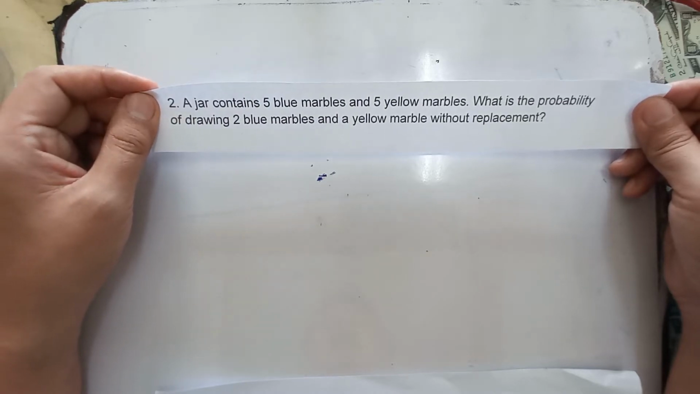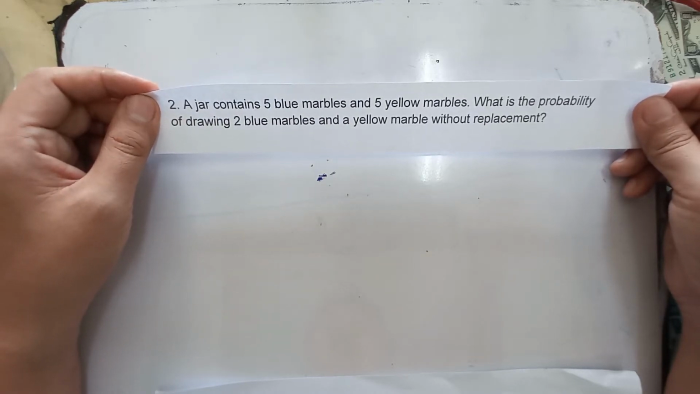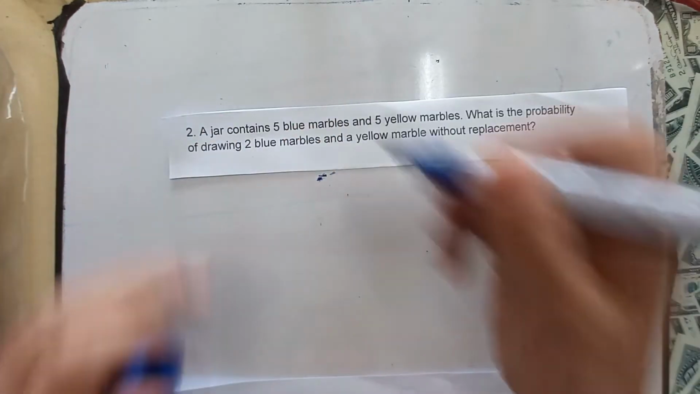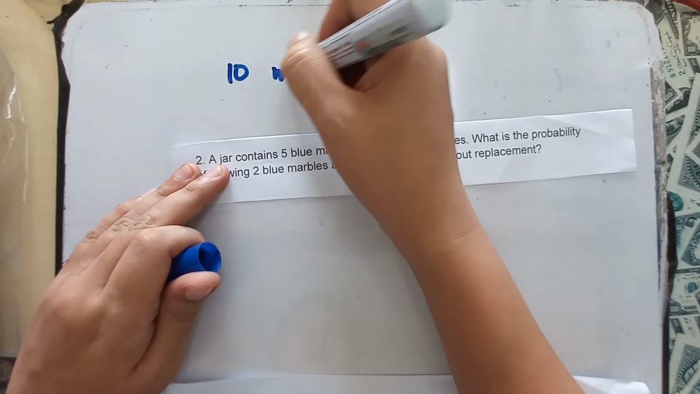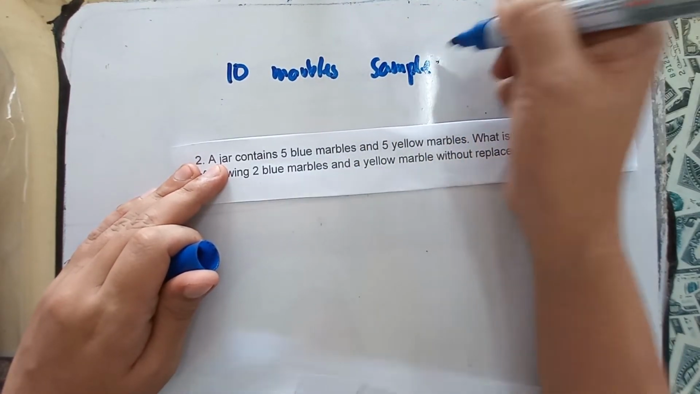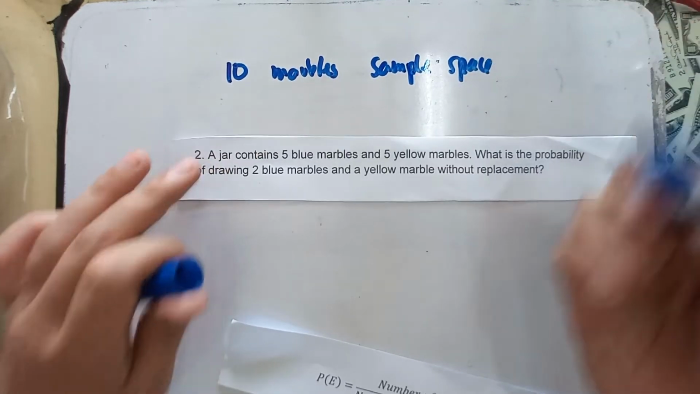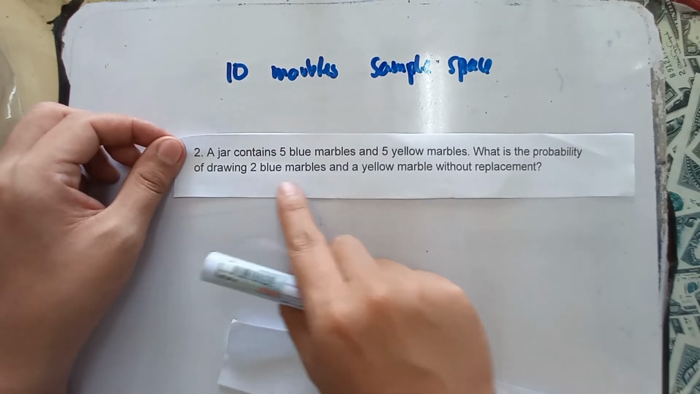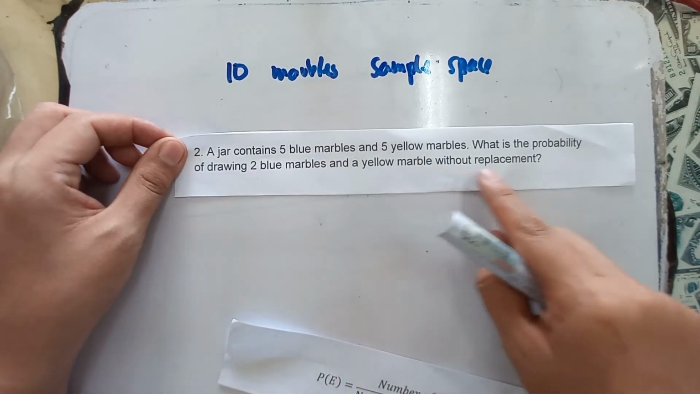So how many marbles in a jar? So there are 10. Since there are 5 blue and 5 yellow, so there are 10 marbles in a jar. So this would be your sample space. Okay? And the question here, what is the probability of drawing 2 blue marbles and a yellow marble without replacement?